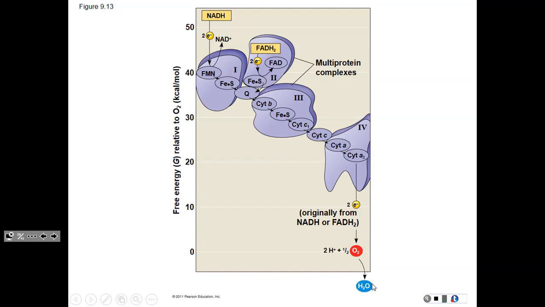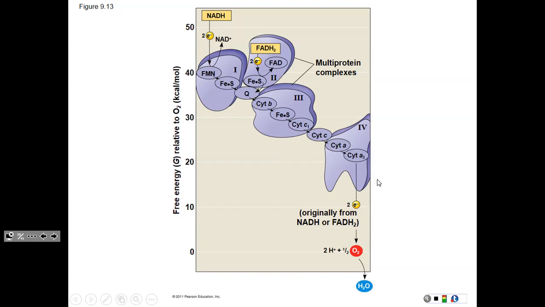All right? You must have oxygen present for the electron transport chain to work. It comes to a screeching halt. You get backed up if you don't have oxygen to take those electrons away at the end of the process. So none of this works in the absence of oxygen. Okay? But when oxygen's around, you can have this flow of electrons.